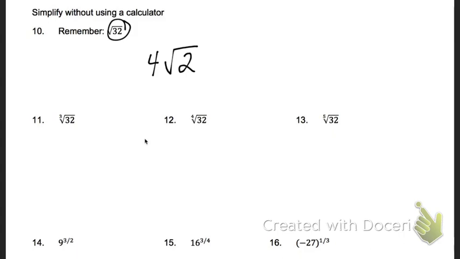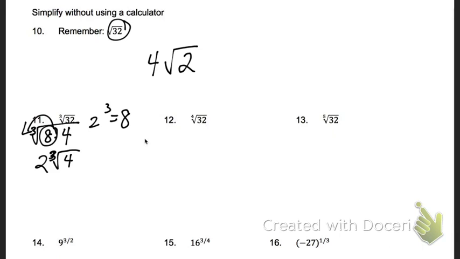Now when you're doing 11, 12, and 13, you're pulling out perfect cubes for 11. For 12, you'd be pulling out a perfect fourth, and for 13, you'd be pulling out a perfect fifth. So are there any cubes in 32? 2 to the 3rd power is 8. And so 8 times what is 32? 4. So I'm left with 2 cube root 4, because it's like rewriting this as 8 times 4. This is a perfect cube.